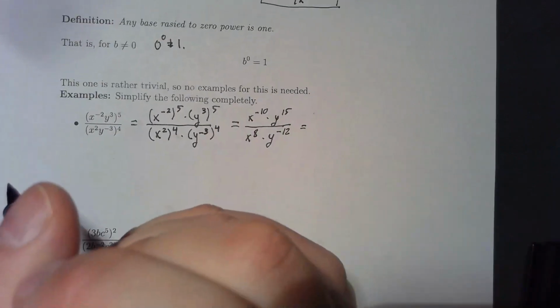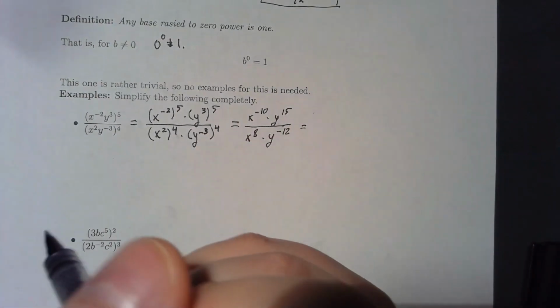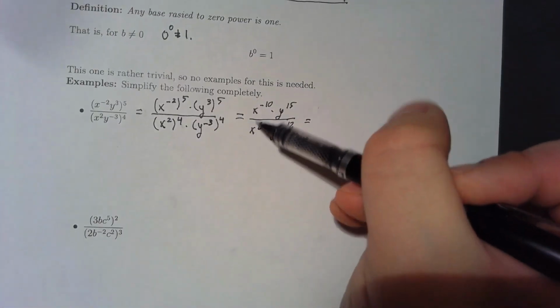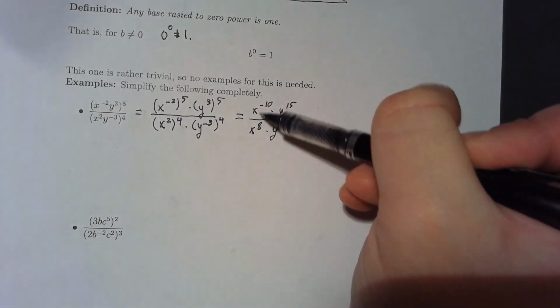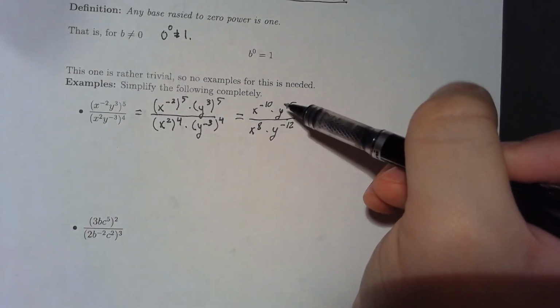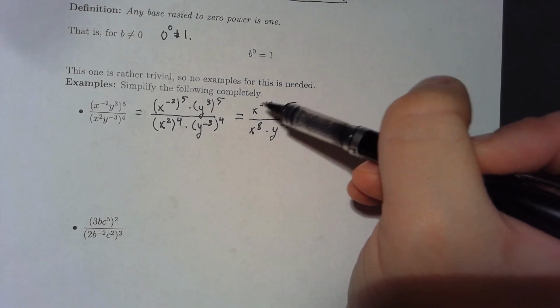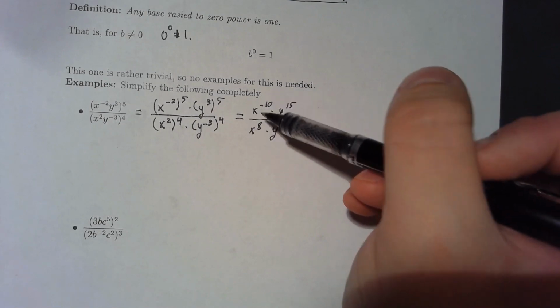I'm not done yet. Why am I not done? I don't have a common base. I have 2 x's. I have 2 y's. I have to combine them into a common base. How do I do that?